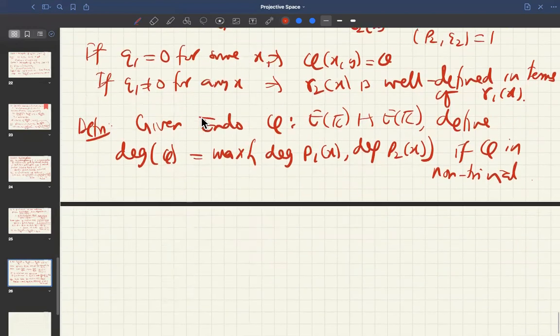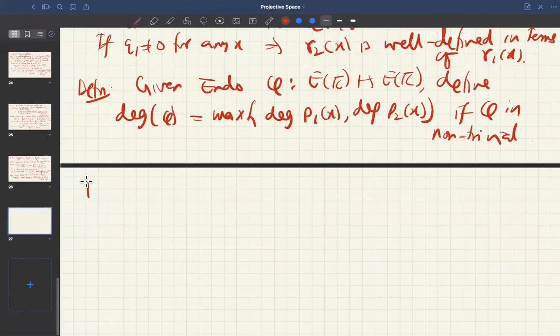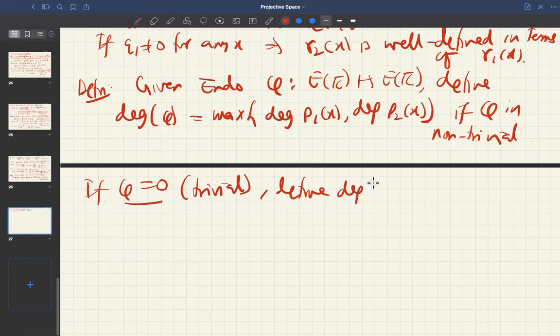So phi is actually 0, so phi 0 means the trivial endomorphism. I mean trivial in the sense that it takes everything to the identity. So then define the degree of phi to be 0. So, another definition.